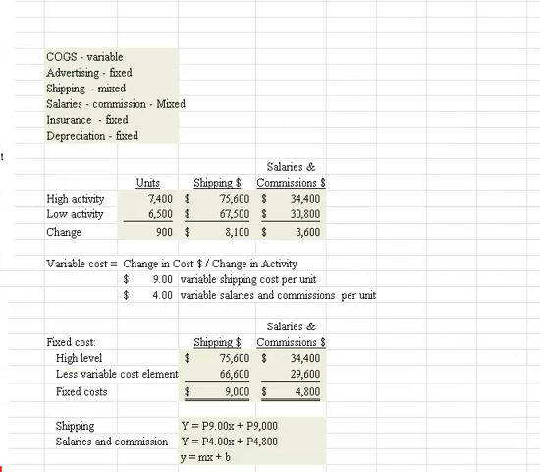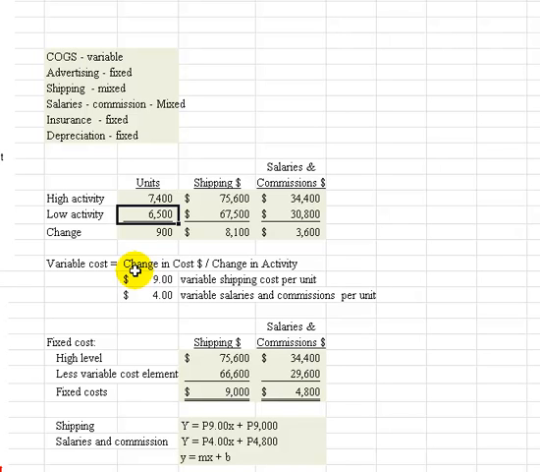Okay, now I slid off just to the right of where we were to see how we tackle requirement 2. First off, here's our variable and our fixed costs that we calculated above. And now what we're going to do is pick the high activity and the low activity and compute the change. So the high activity occurred when sales were at 7,400 units, and the low activity occurred when sales were at 6,500 units.